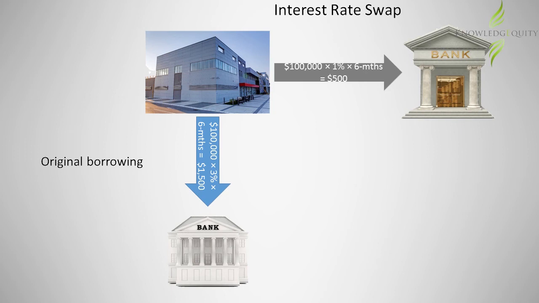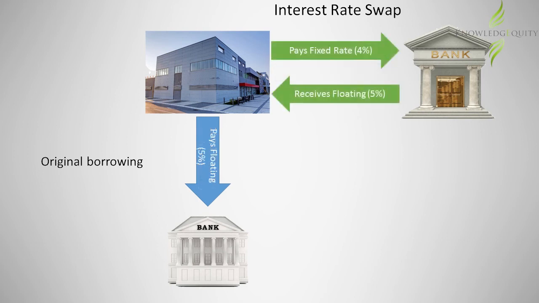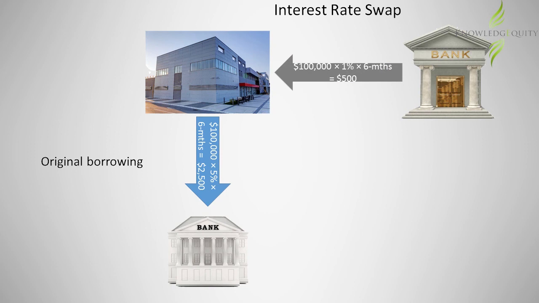swap. Over time, if the BBSW floating rate rises to, say, 5%, the net amount the organisation continues to pay is $2,000. That is, the fixed rate of 4% locked in under the interest rate swap. But on the floating leg, they will now be receiving $2,500 from the counterparty. In this situation, the organisation would now receive $500 from the counterparty under the interest rate swap.